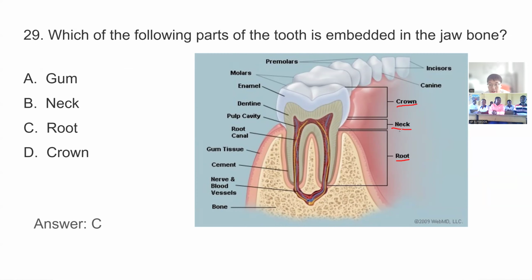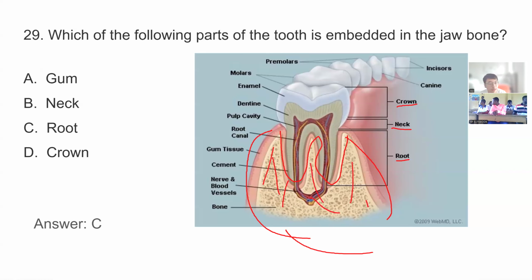As it gets to the neck, it is sort of in the middle and it gets slimmer. You can think of it as the root again. This is sort of shaped like a root. So the whole part is a root where it is embedded in our jawbone, and then to our gum here. So the answer is the roots.